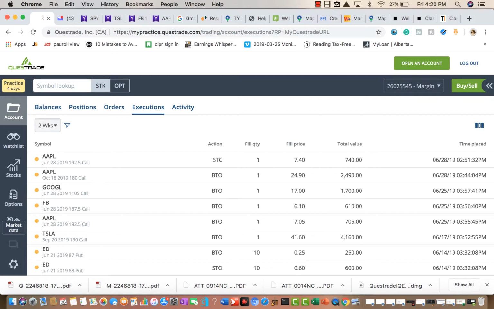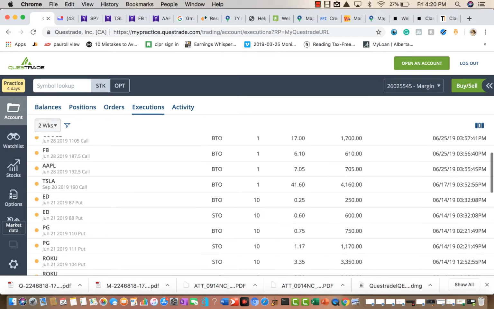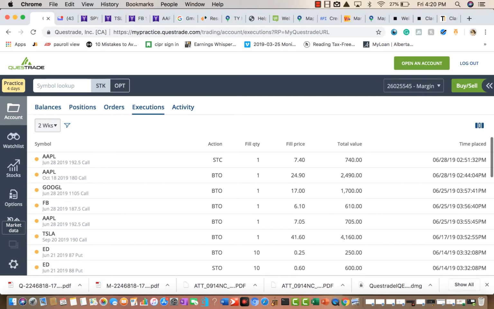So why don't we use this one as an example. We're gonna use this one, Apple, right here. As you guys can see, I entered Apple on June 25th. All right, it says right here. The time placed tells you guys the time and the date that you entered the trade right here on the side. All right. So I entered Apple on June 25th.